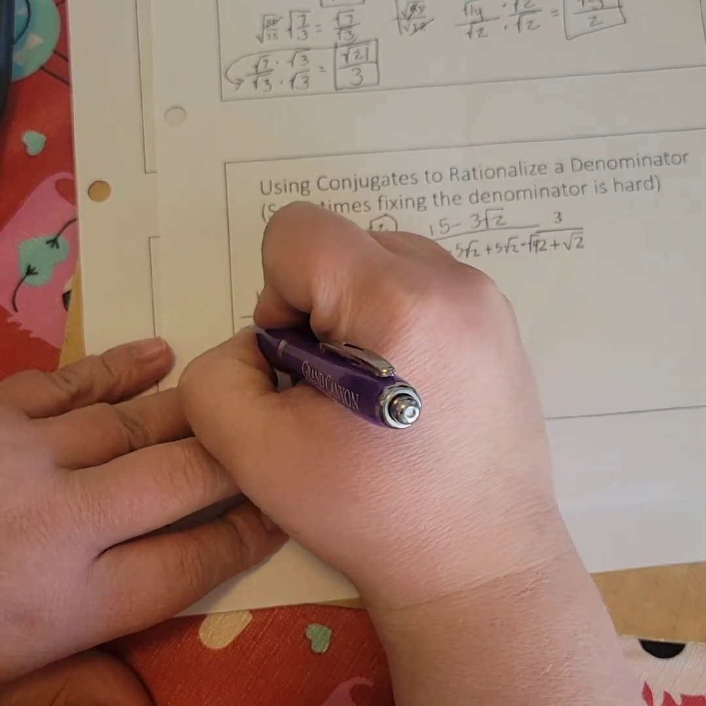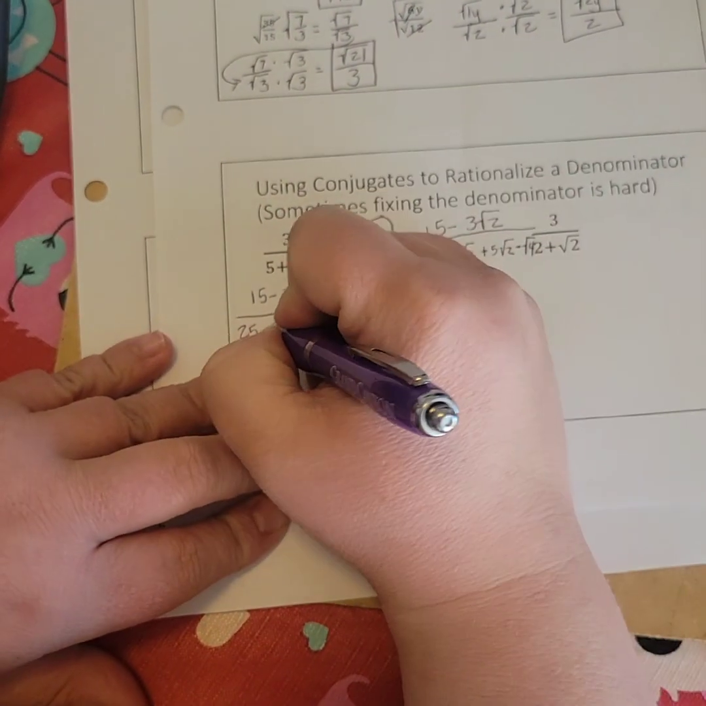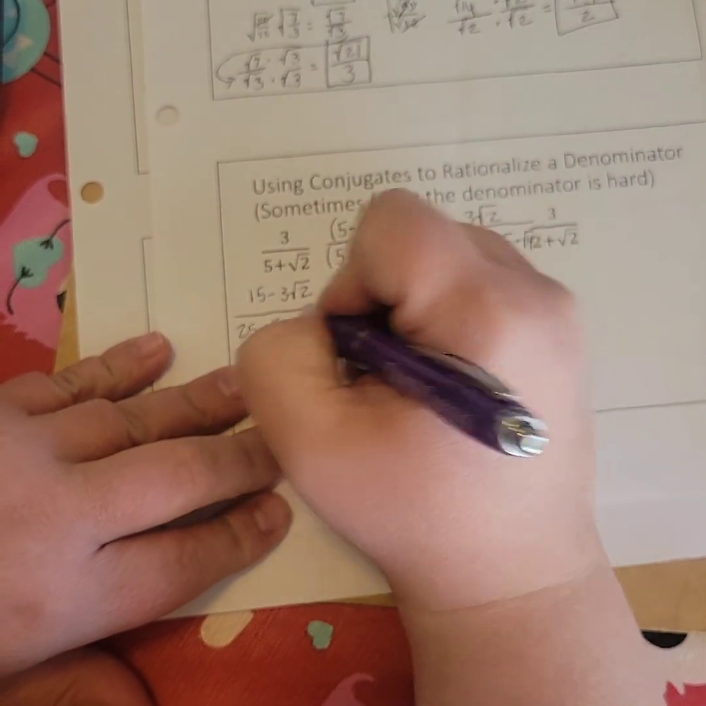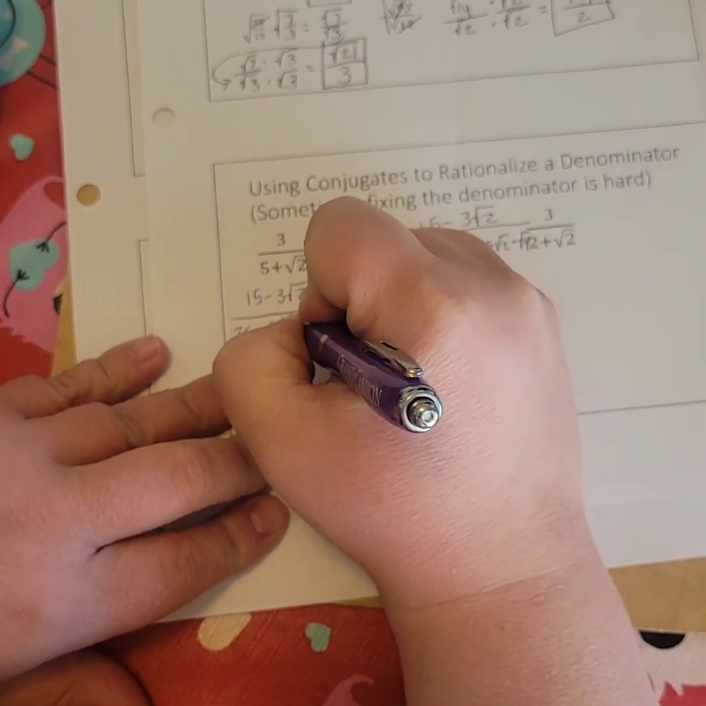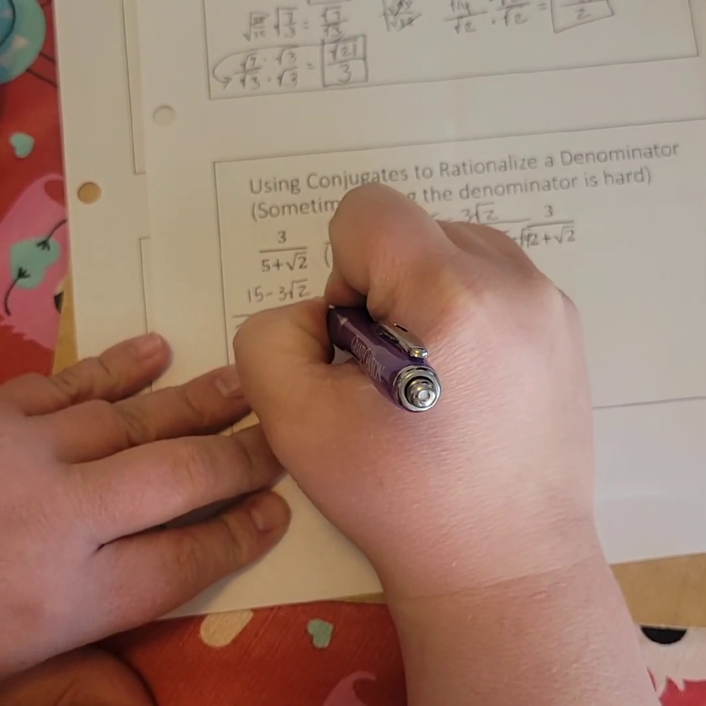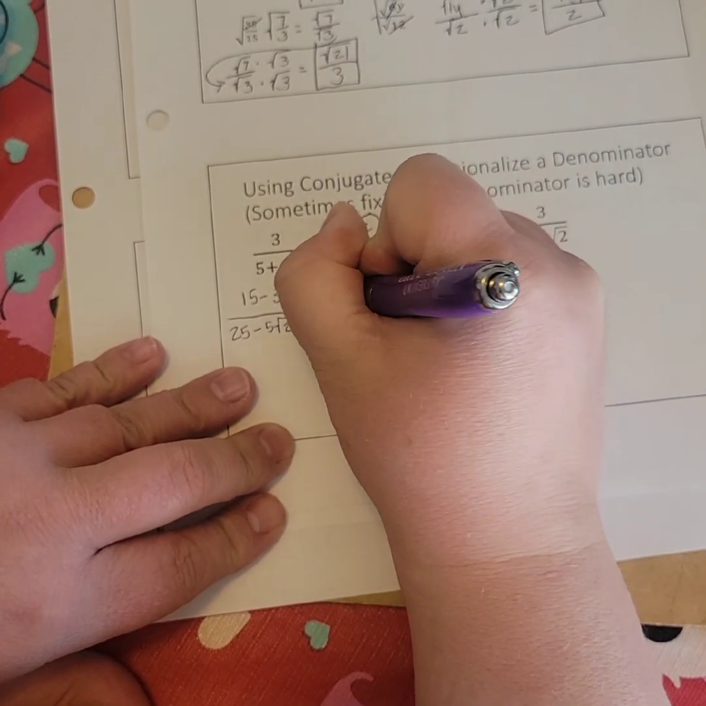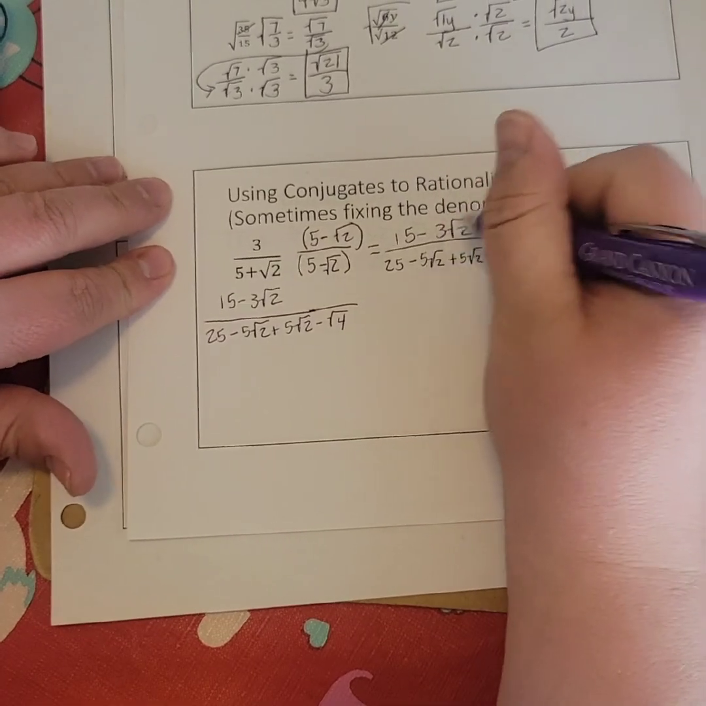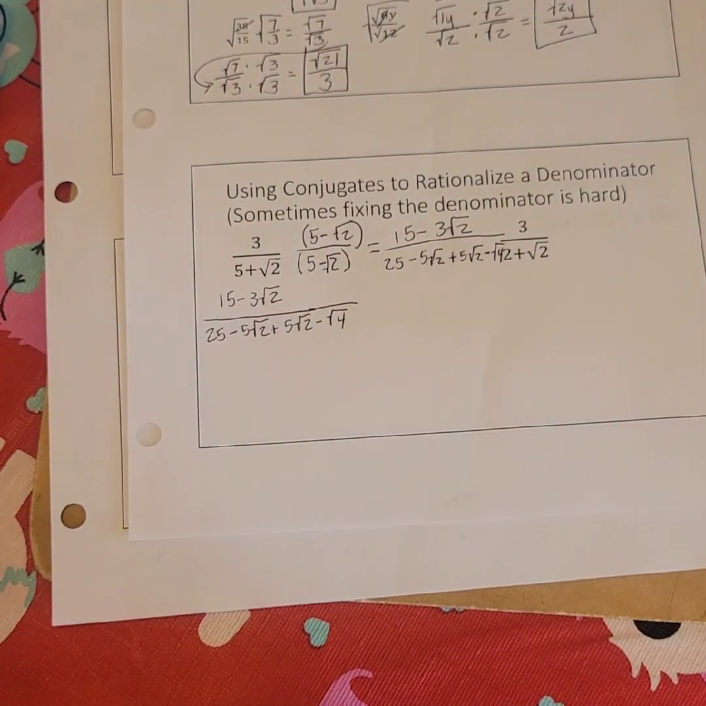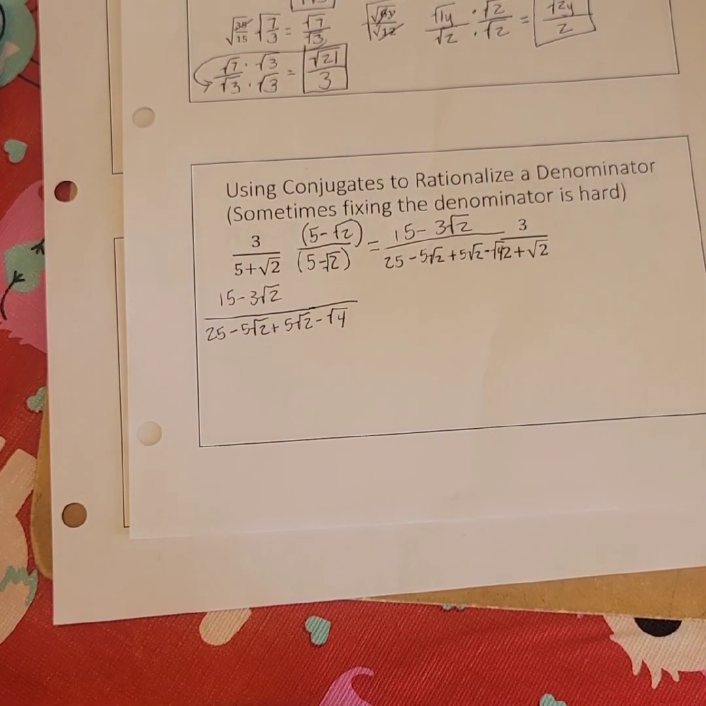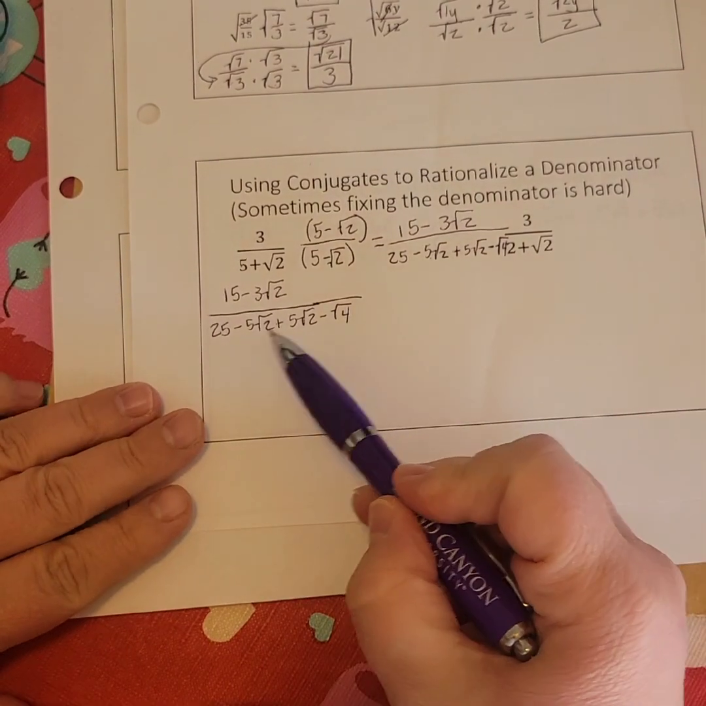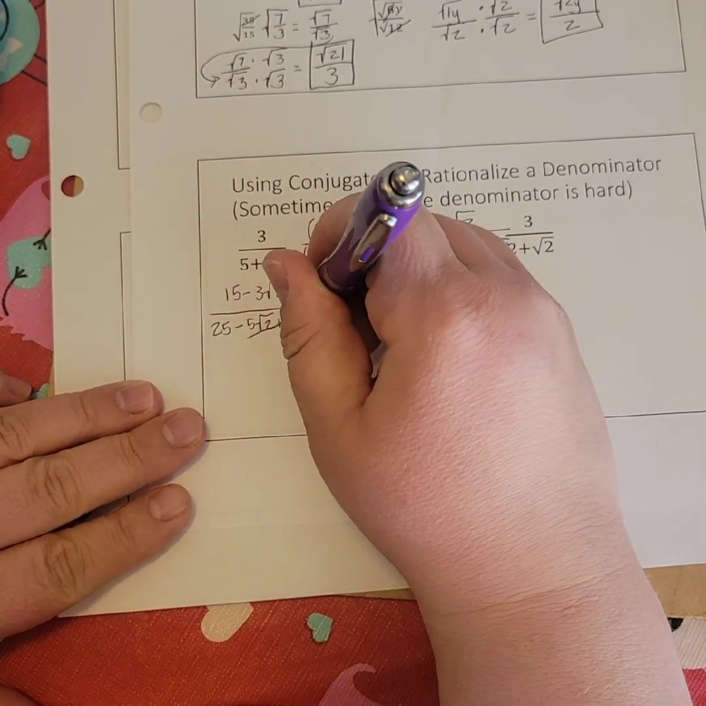So now we have 25. Actually, I'll just rewrite the whole thing. 5 square root 2 plus 5 square root 2 minus square root of 4. Okay, so this right here is just what this says, but it's not squished. Okay? So, again, these two things are opposites, so now they're gone.